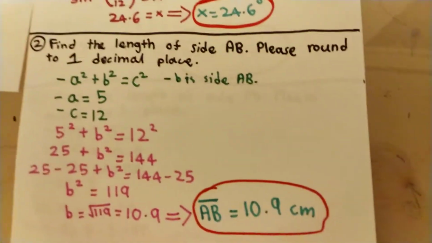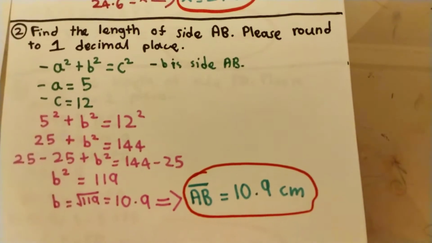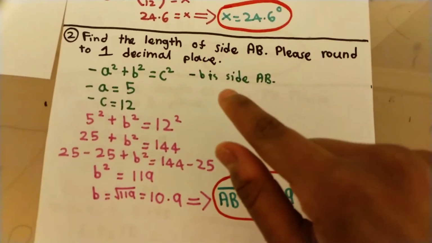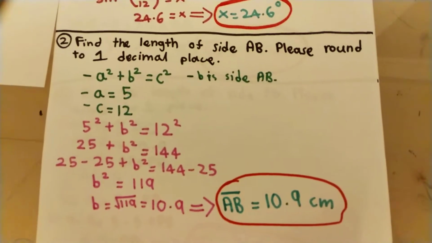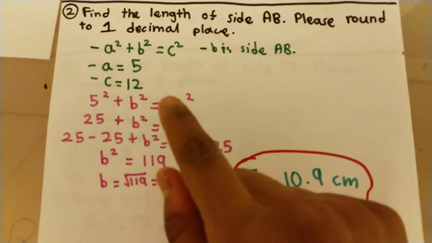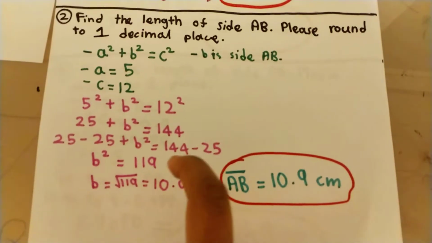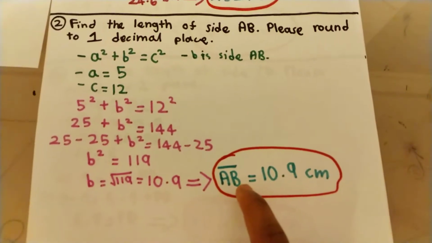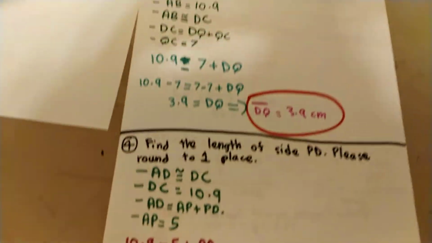And now number 2. Find the length of side AB. Please round to 1 decimal place. I used the Pythagorean theorem, where A equals 5 and C equals 12. Interestingly, A is AP and C is PB. So I did the plugins and solved it like an algebraic equation, square rooted it to get 10.9 centimeters, and that's it with number 2.